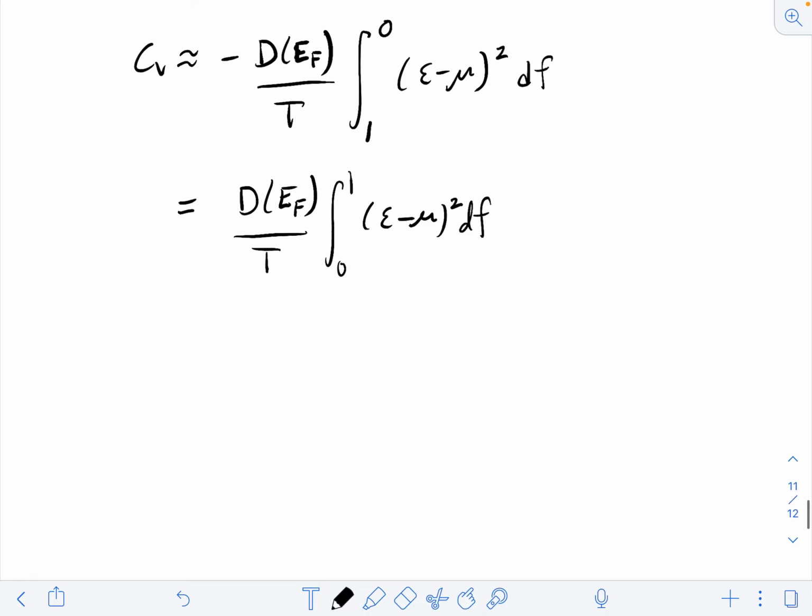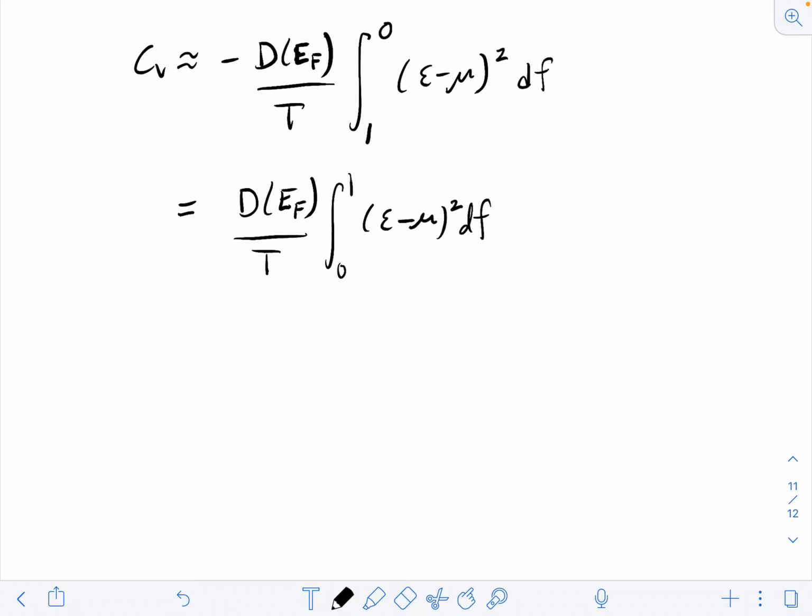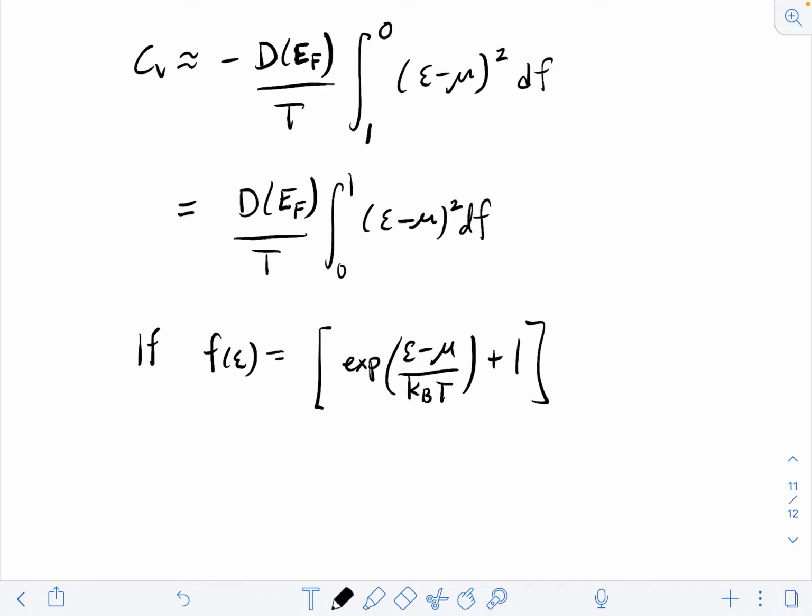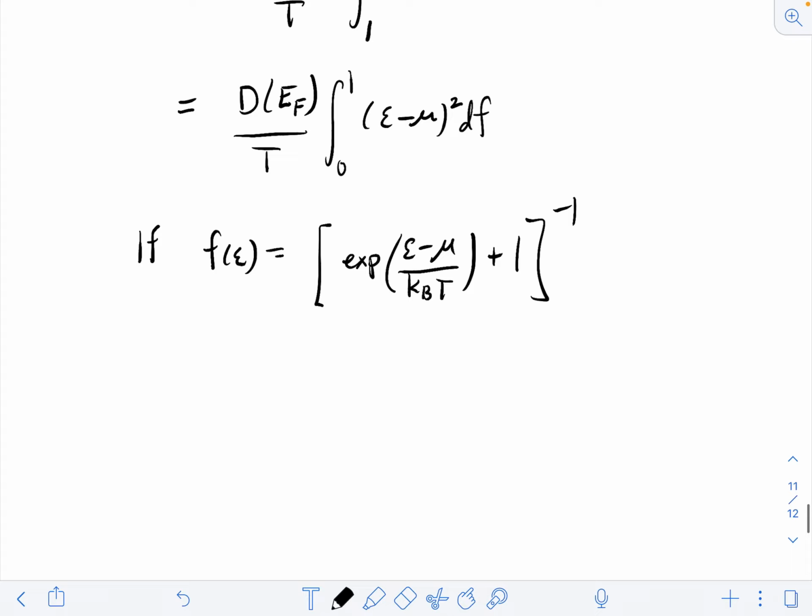Okay. And so now we have to be a little bit careful here. Let's remember the form of the distribution function. It was the exponential of epsilon minus mu over kB T, and then it was a plus 1, right? And then we take the inverse of all of that. Okay, so if that's the value of the distribution function, then 1 over f minus 1 is equal to this exponential.